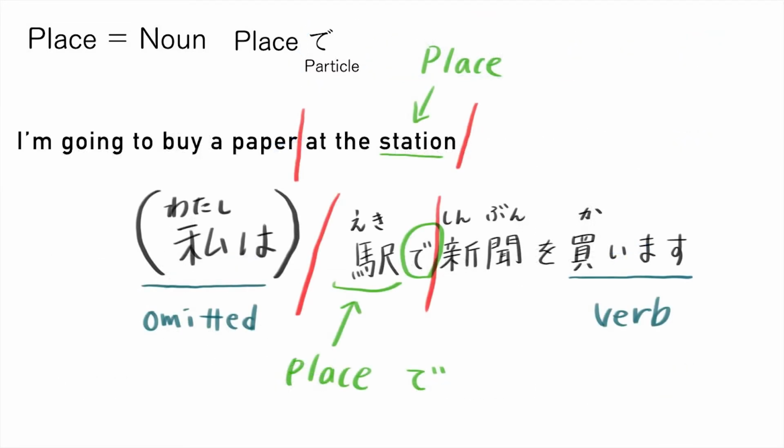I'm going to show some example sentences. I'm going to buy a paper at the station. At the station is the place, so 駅で新聞を買います。The topic 私は is omitted. 買います is the verb.